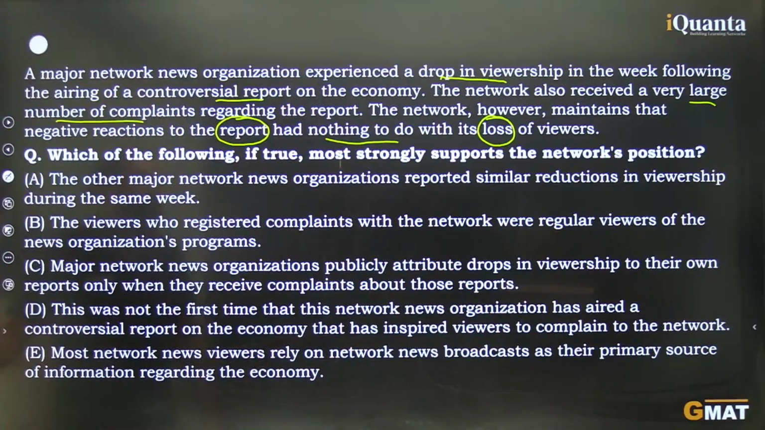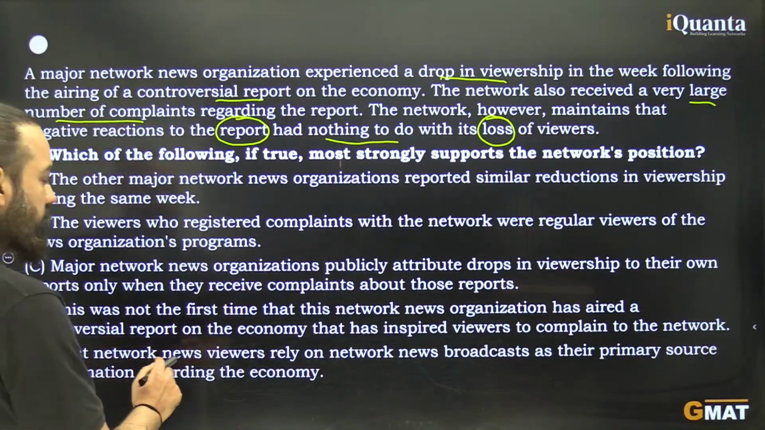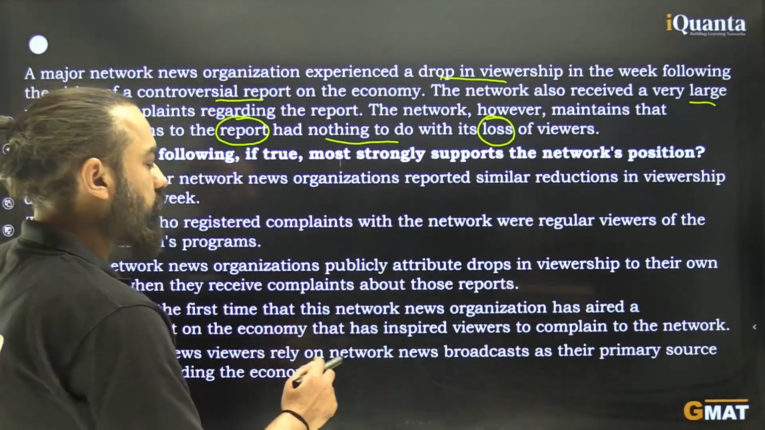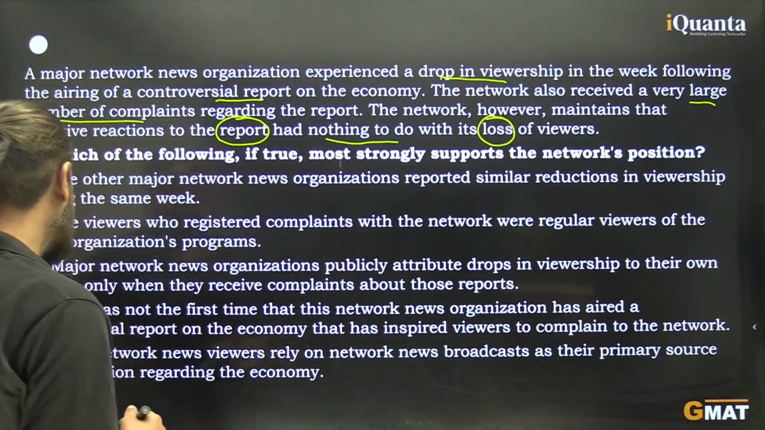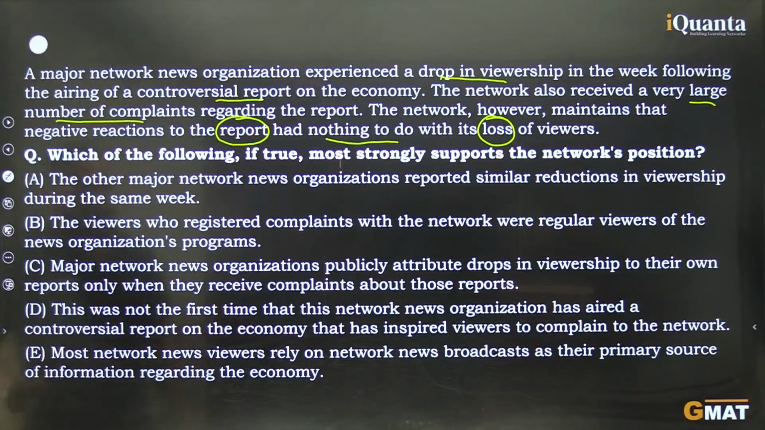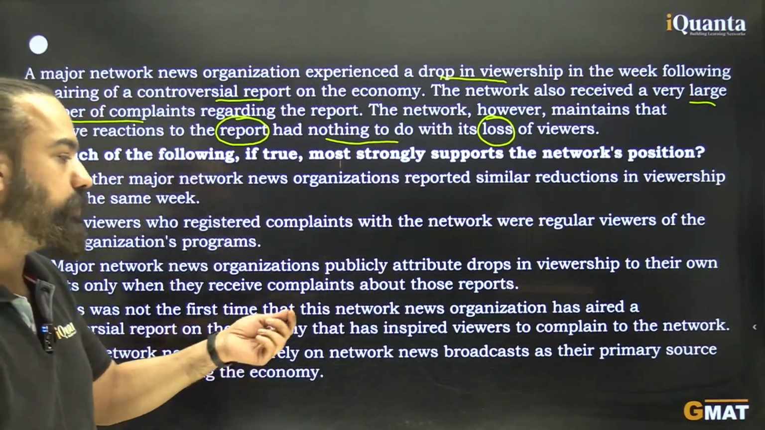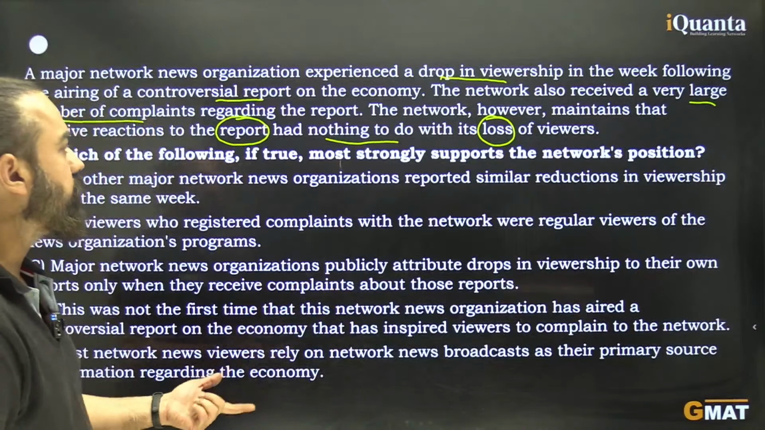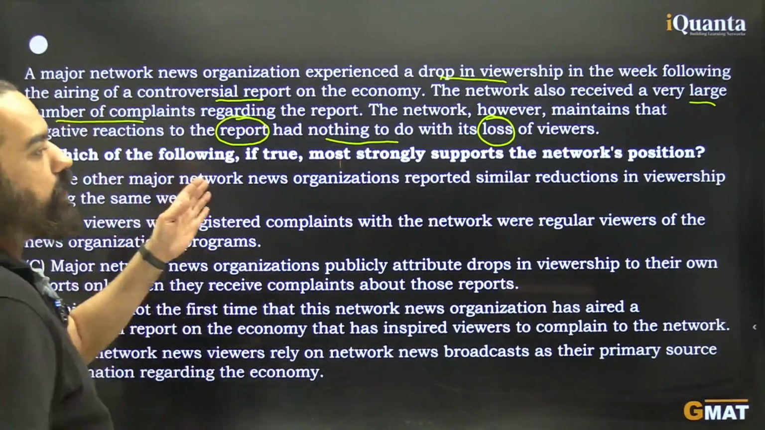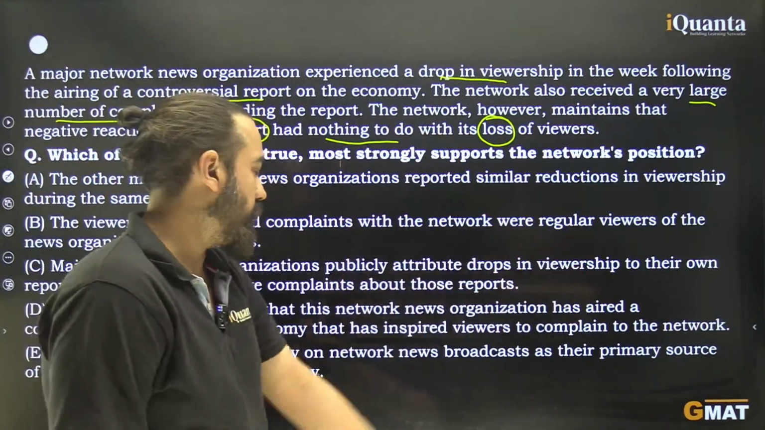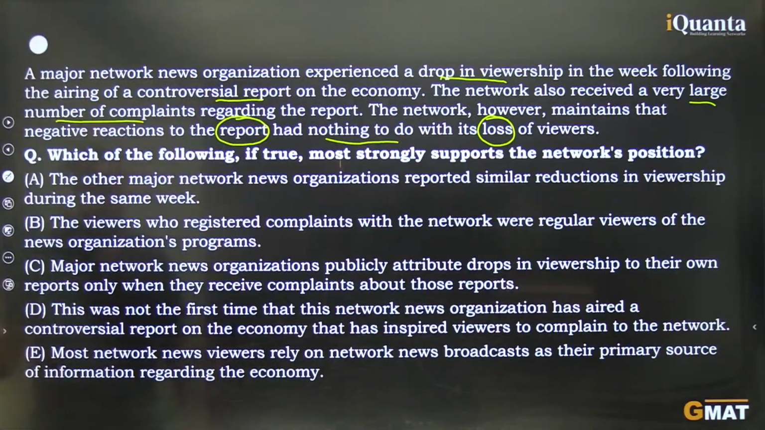Which of the following, if true, most strongly supports the network's position? Let's start with E this time. E says, most network news viewers rely on network news broadcasts as their primary source of information regarding the economy. This is simply telling us that viewers rely on network news broadcasts as their primary source of information. It does not tell us the relation between the report and the loss of viewers. Yeah? We can leave out E.